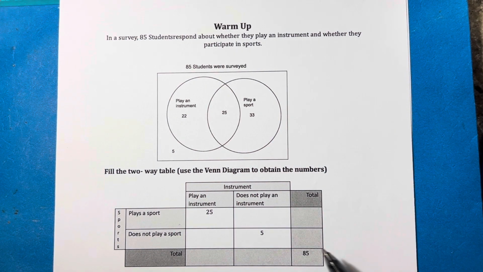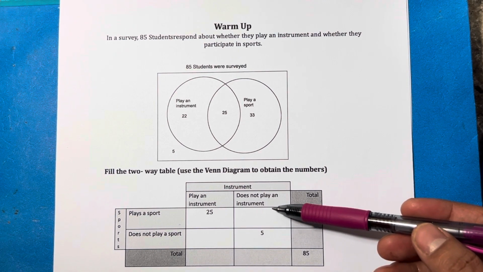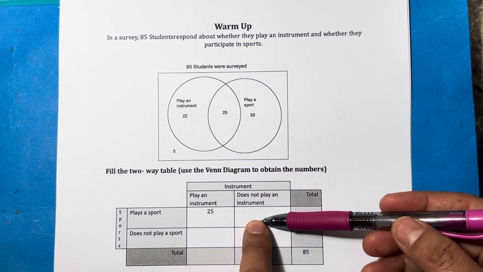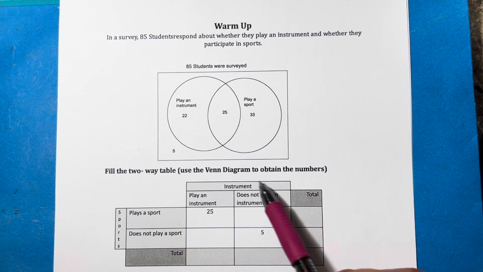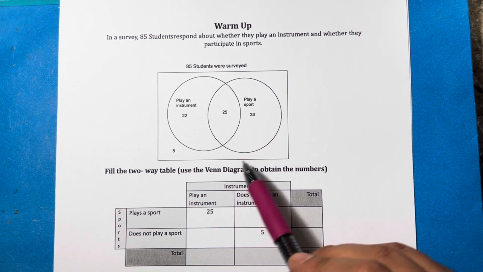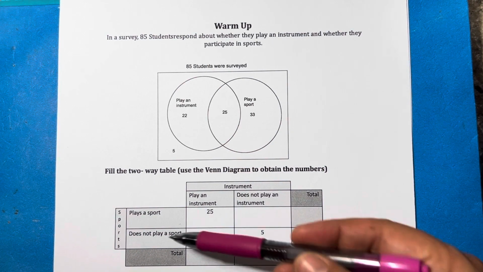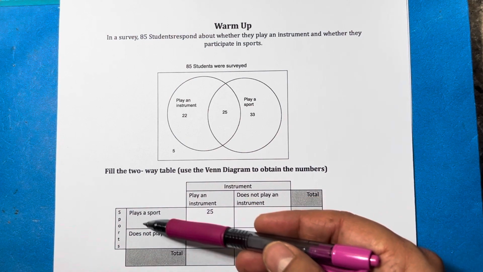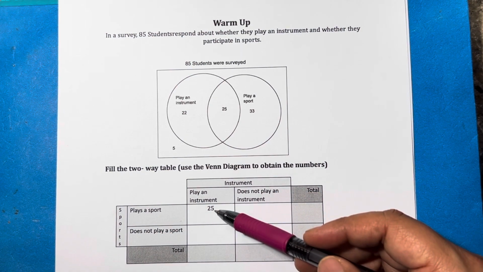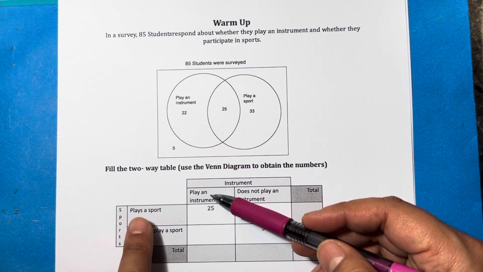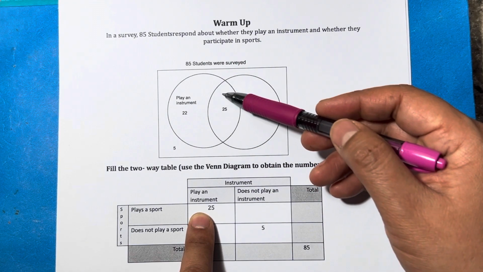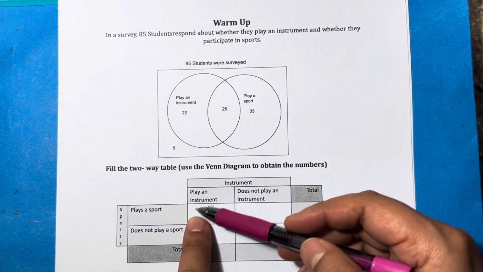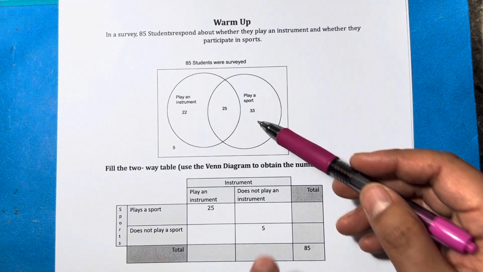And so what we're going to do is first fill in the blanks in here. So for this part is joint information that have these two characteristics. So on this side is students playing or not playing an instrument. On this side is playing or not playing sports. So this one right here, 25, says that they play a sport and play an instrument. That's this group right here. Okay? They play both an instrument and sports.